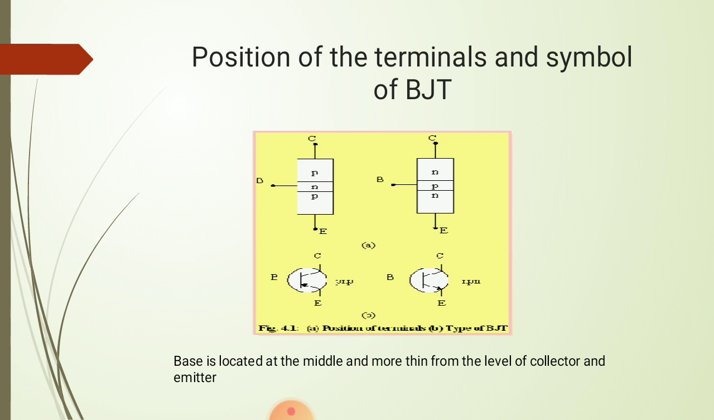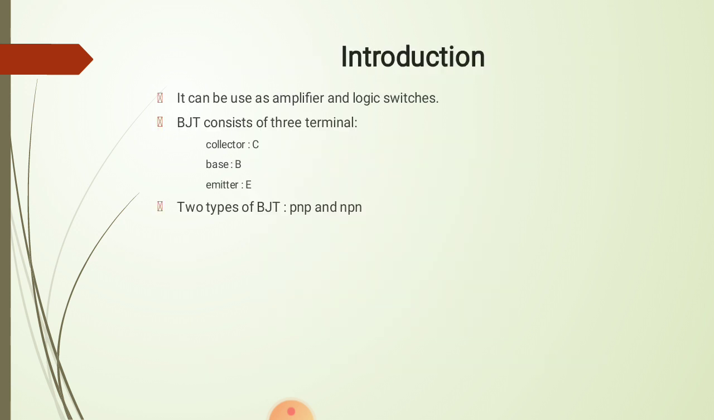Next is the transistor construction. It has three layers of semiconductor material, consisting of two n-type layers and one p-type layer. One p-type material sandwiched between two n-type materials is called an NPN transistor. Similarly, the second type has two p-type layers and one n-type layer. One n-type material sandwiched between two p-type materials is called a PNP transistor.